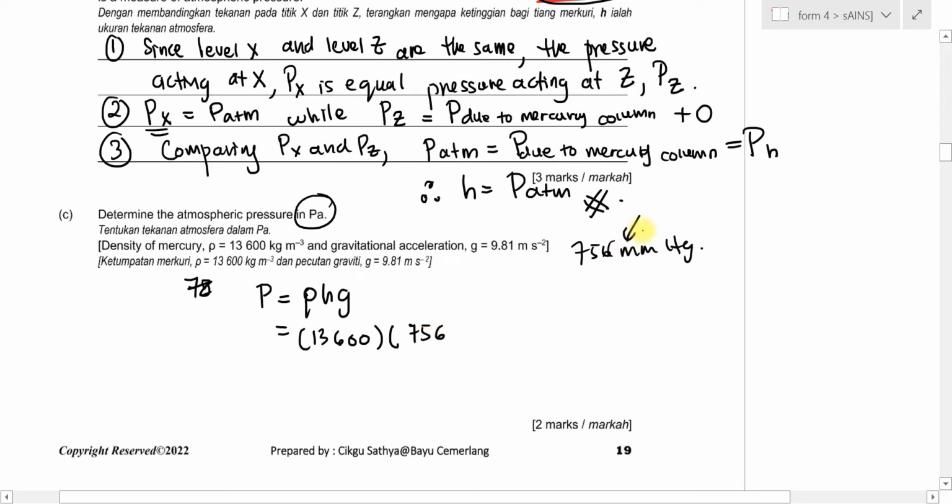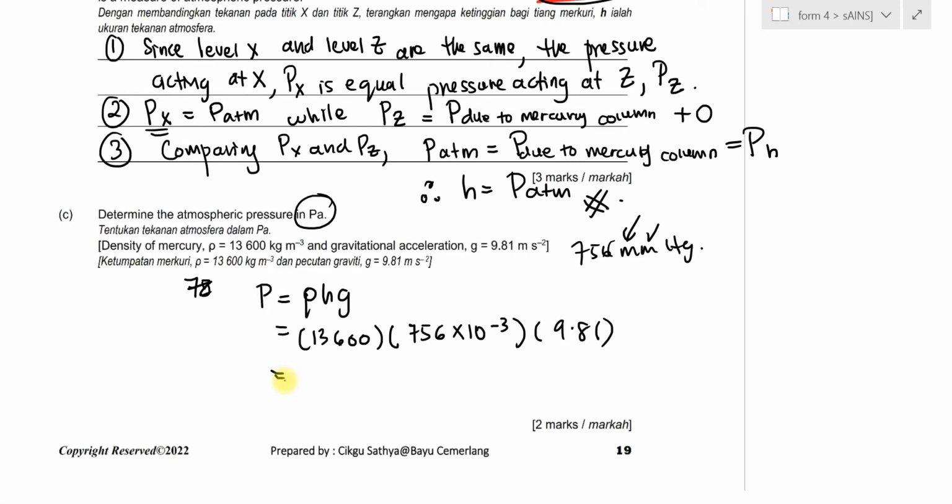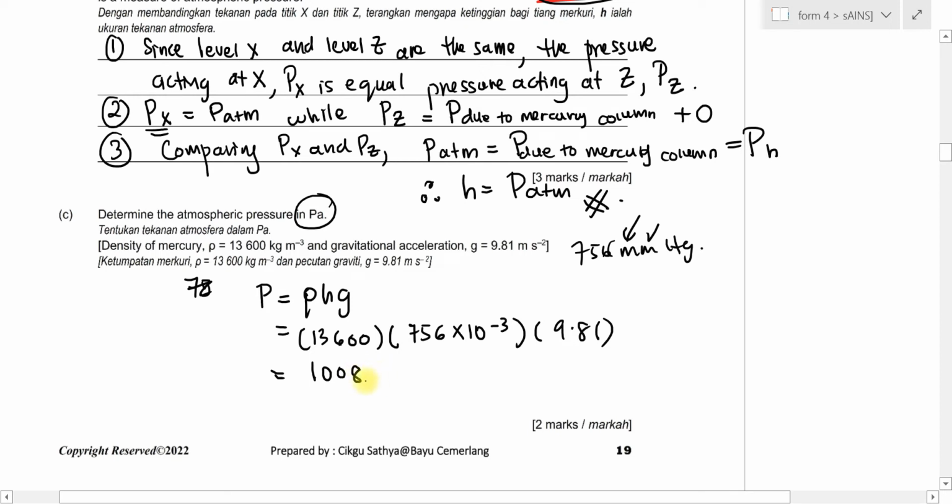You see the milli. What is the value of milli? Times 10 to the power of -3. The meter stays. And g is 9.81. So you should be getting 13,600 times 9.81 times 756 times 10 to the power of negative 3. Let me bracket this. We're getting roughly 101,008.62496.